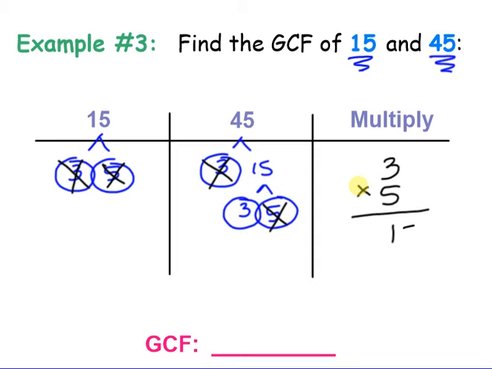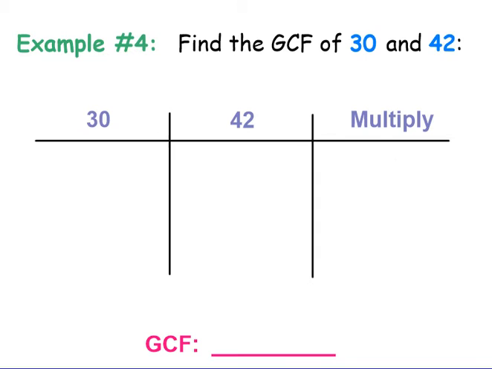So 3 times 5 is 15, and the greatest common factor, the biggest number that goes into those two numbers evenly, is 15. Okay, let's do the greatest common factor of 30 and 42.